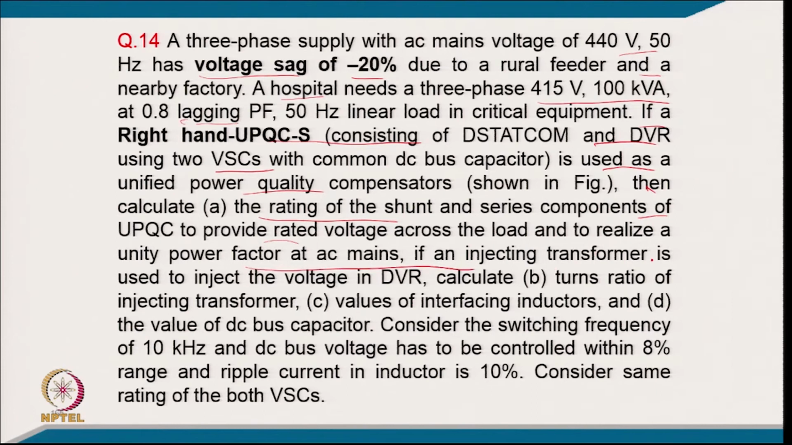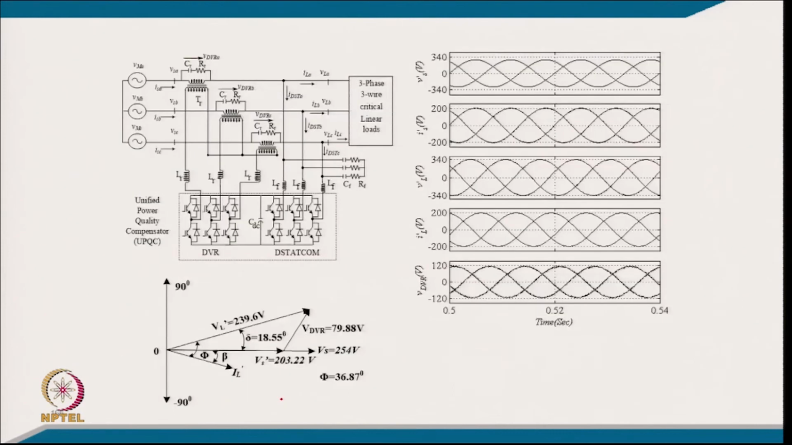If an injecting transformer is used to inject the voltage, calculate the turns ratio of the injecting transformer, the interfacing inductors and the value of the DC link. Consider a switching frequency of 10 kilohertz and the DC link voltage has to be controlled within 8% of range, and ripple 10%. Consider the same rating of both converters.